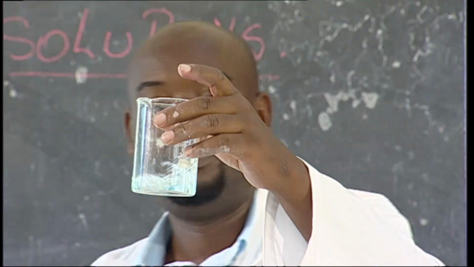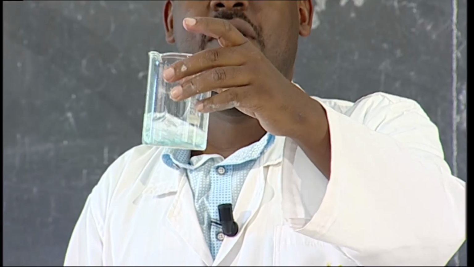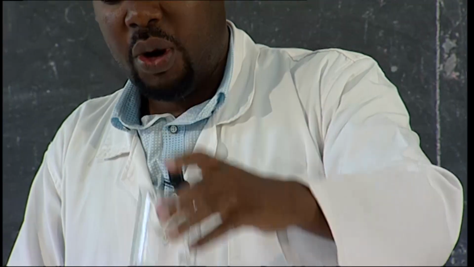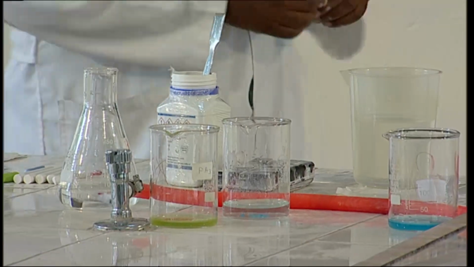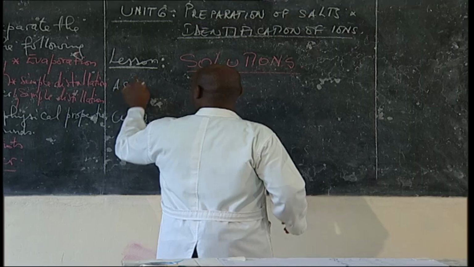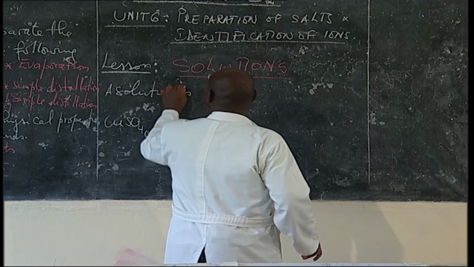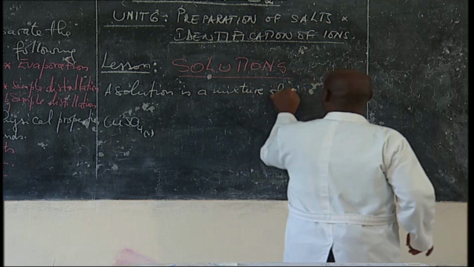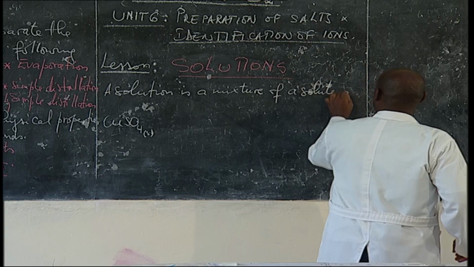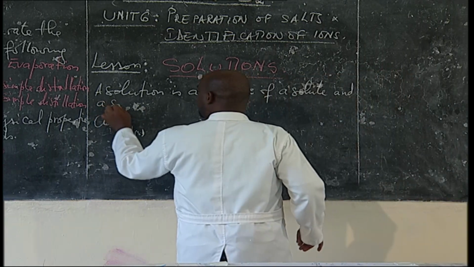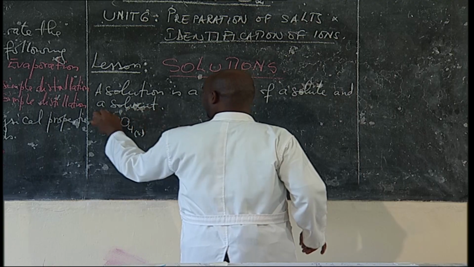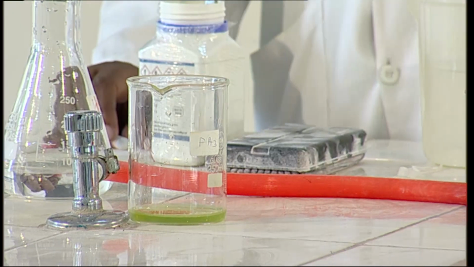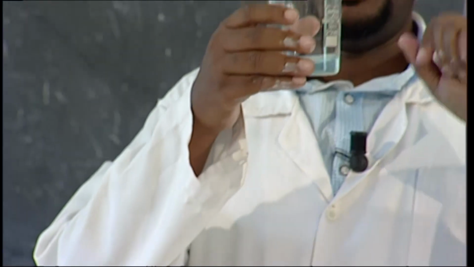What do we get? Now we have a solution. And a solution has two components. We said that a solution is a mixture of a solute and a solvent. In the solution we have here, we have a solute and a solvent.